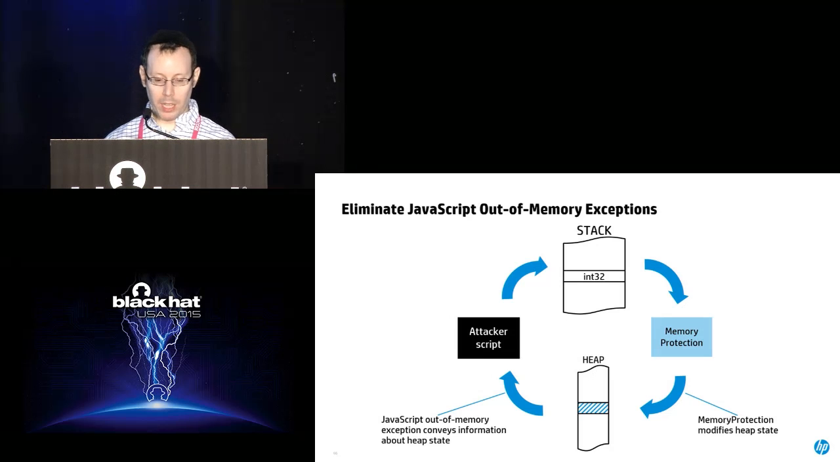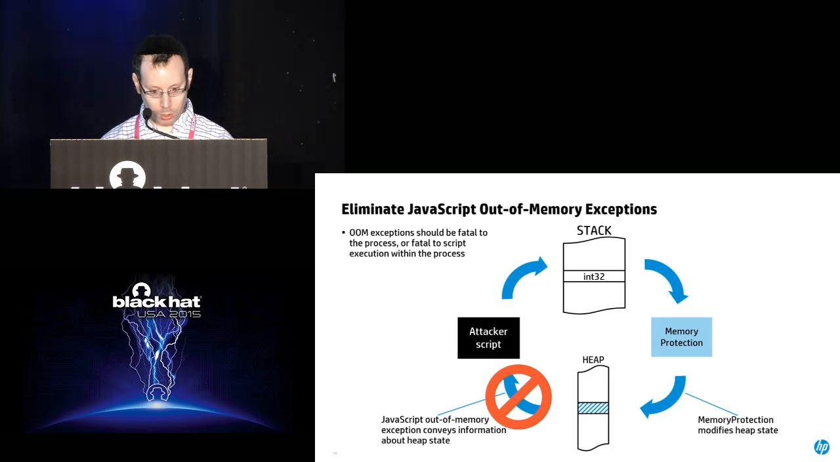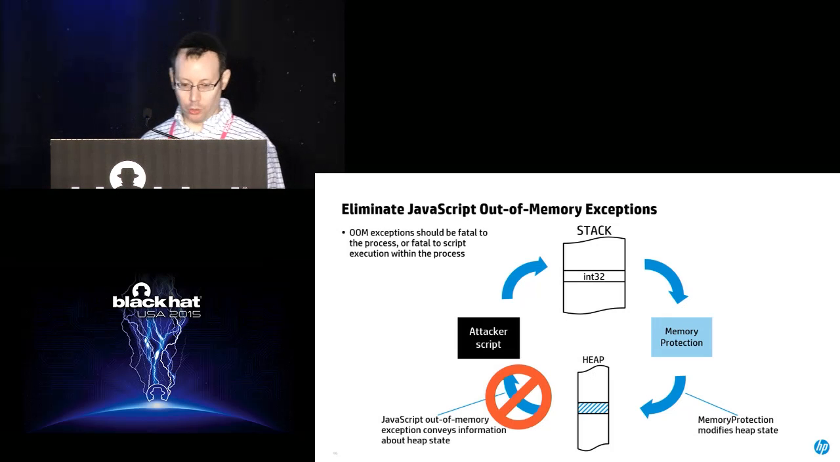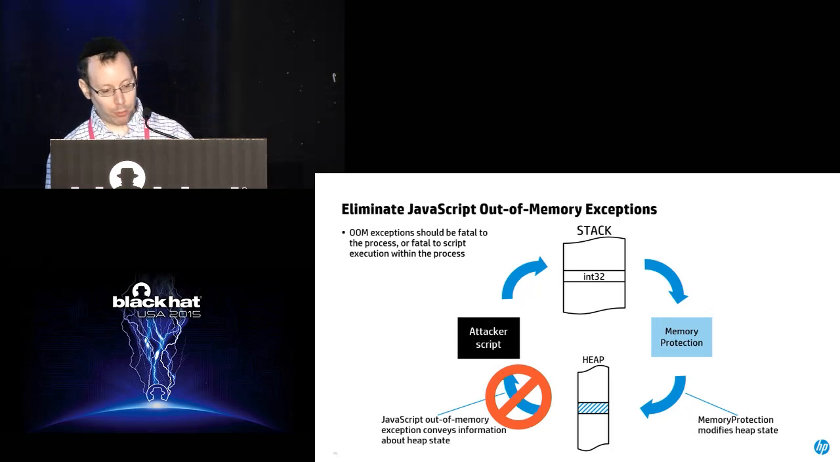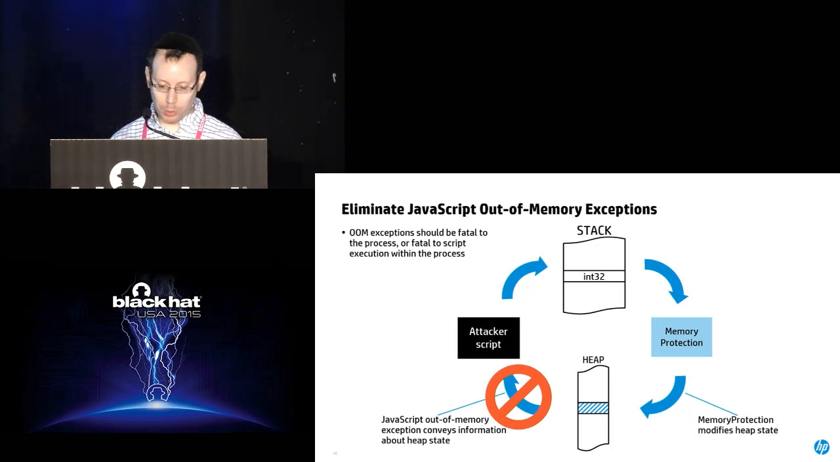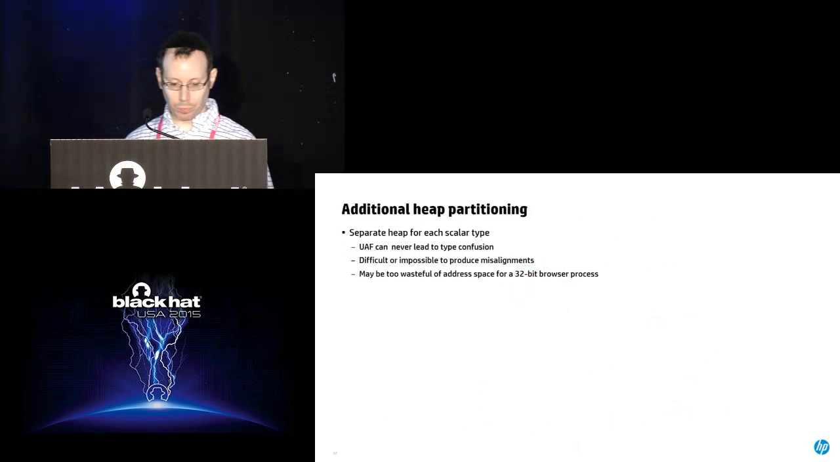We therefore recommend considering eliminating out-of-memory exceptions in script. When an allocation fails due to memory or address space exhaustion, instead of passing an exception up to script code where it can be handled, the condition should be considered fatal to the process, or at least fatal to script execution within the process. This seems unlikely to have a significant negative impact upon legitimate web pages.